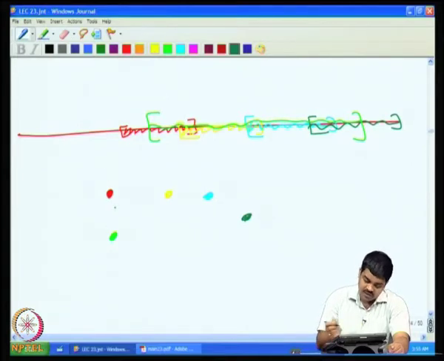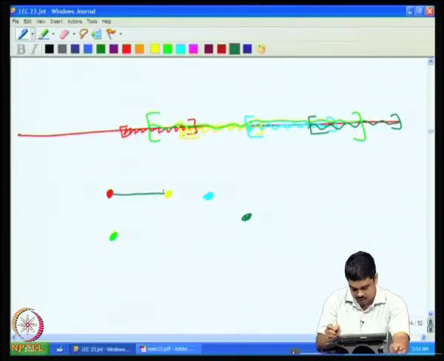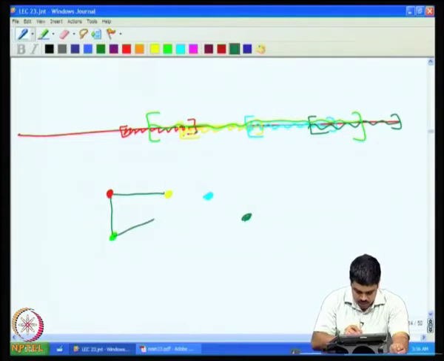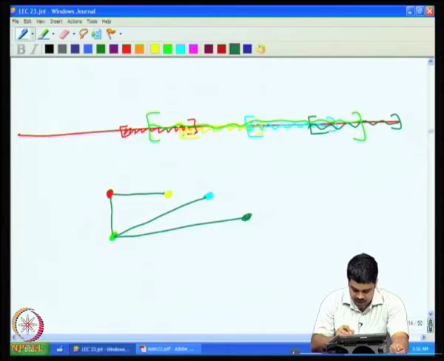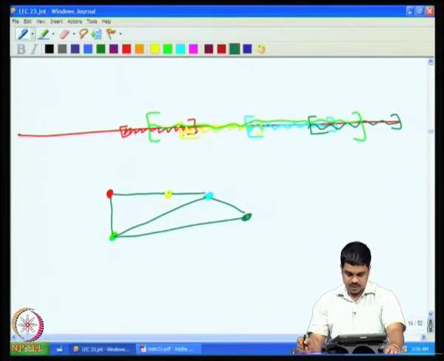Now, I connect the vertices together using the following rule. If two intervals intersect, for instance, here yellow and red are intersecting, therefore, I will put a connection between them, and green and red are intersecting, green and blue are intersecting, green and this dark green are intersecting, right, and yellow and red are intersecting, yellow and blue are intersecting, right, but yellow and this are not intersecting, therefore, I am not.